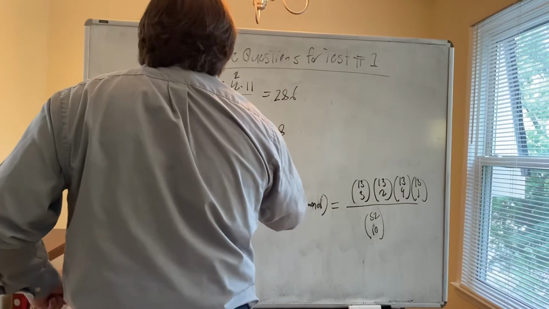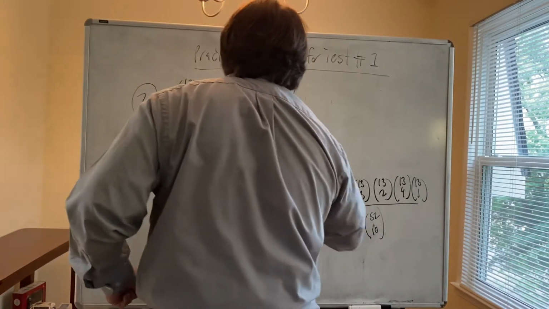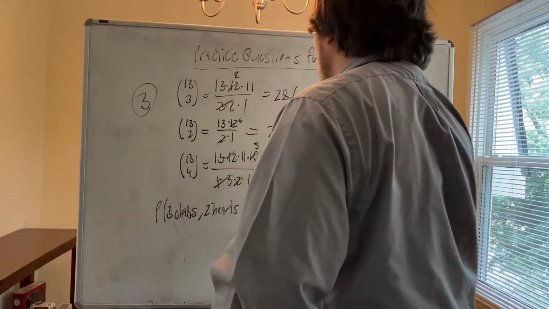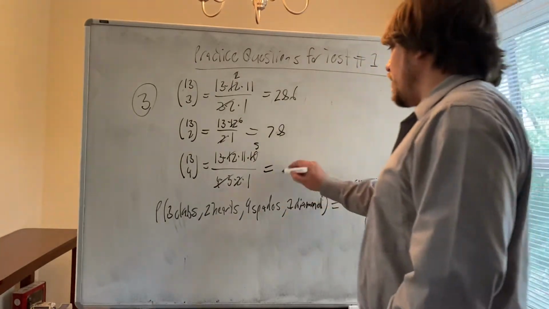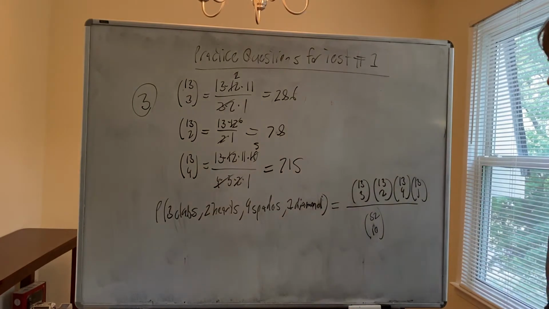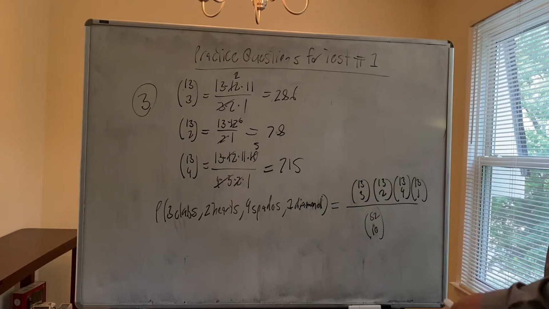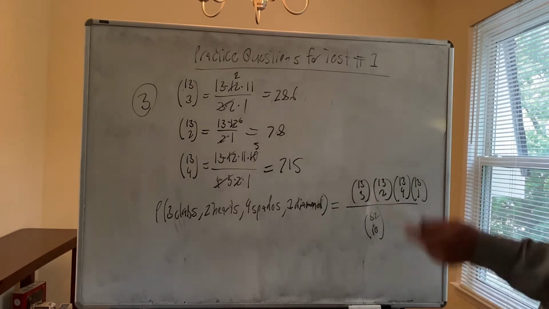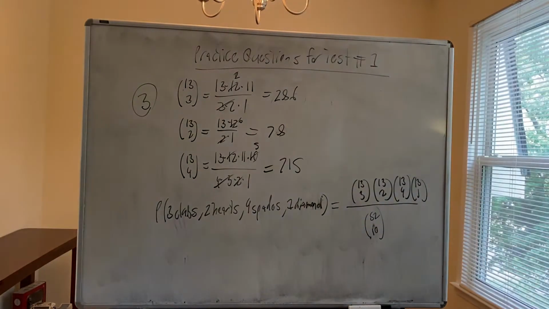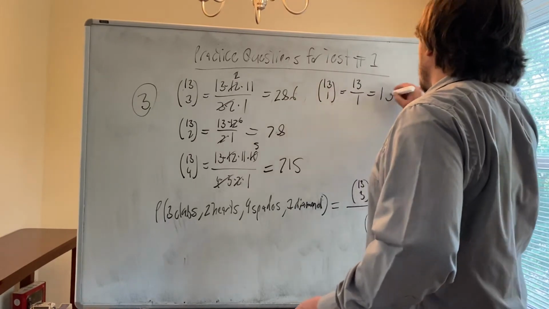13C4 is equal to 13 times 12 times 11 times 10 over 4 times 3 times 2 times 1. 4 times 3 is 12. 10 over 2 is 5. 13 times 11 is 143 times 5, which is 715. So 143 times 5 is 715. So this 140 times 5 is 700. 3 times 5 is 15. 715. That's 715. And then 13C1 is 13 over 1, which is 13.